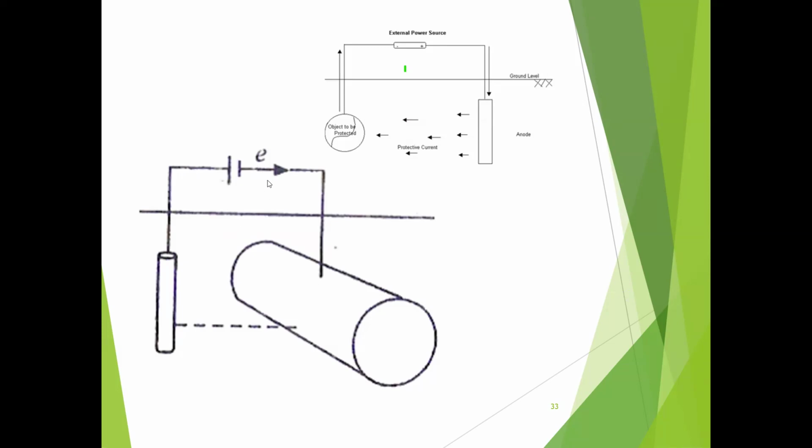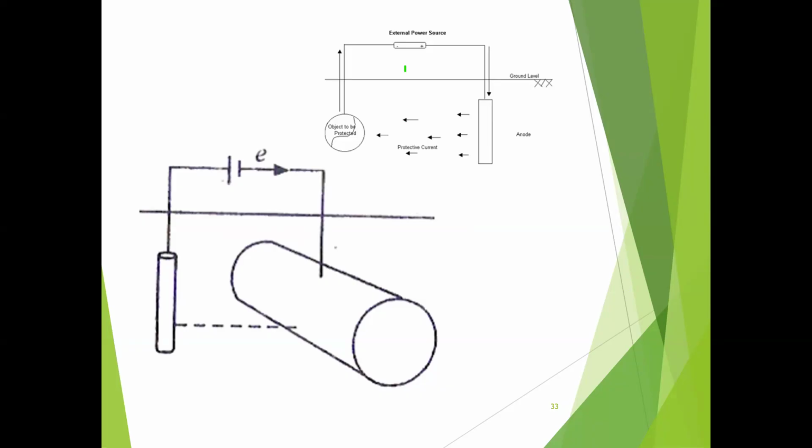And here, as in the sacrificial anode, there is no need to replace any part periodically. The external battery is continuously supplying the current and nullifying the corrosion current in the opposite direction. By this, they protect the pipeline or ship hull, the metallic part to be protected from corrosion.